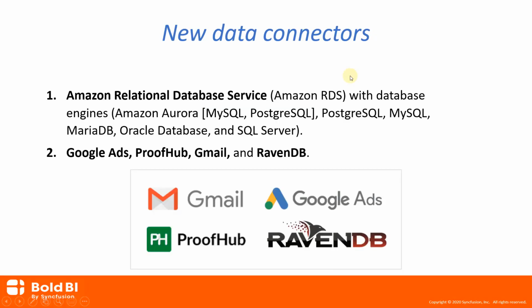Next, we included a few more data connectors to connect data from these sources to create an interactive dashboard. Bold BI can now connect with Amazon Relational Database Service, with any of its database engines, Amazon Aurora, with MySQL or PostgreSQL, or with PostgreSQL, MySQL, MariaDB, Oracle Database, and SQL Server. Also, Google Ads, ProofHub, Gmail, and RavenDB can be connected.